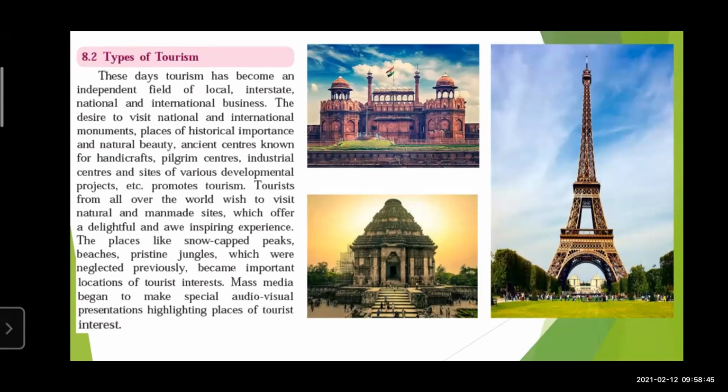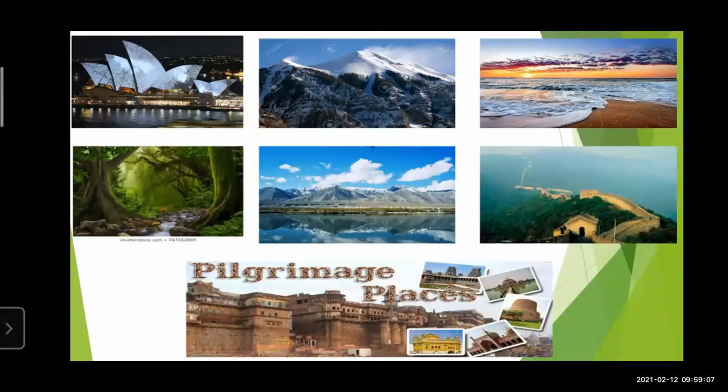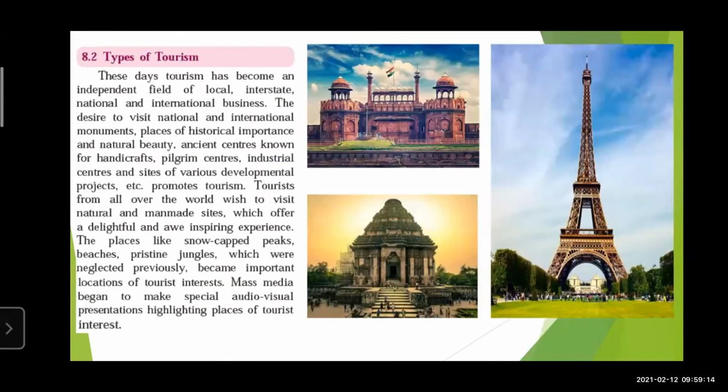So the desire, okay, the desire means the wish to visit the national and international monuments. National monuments you can say like Red Fort, Delhi, Sun Temple, Konark, Orissa, Amer Fort, Rajasthan, Charminar in Hyderabad. And international monuments you can say like the Eiffel Tower, Great Wall of China in Beijing.